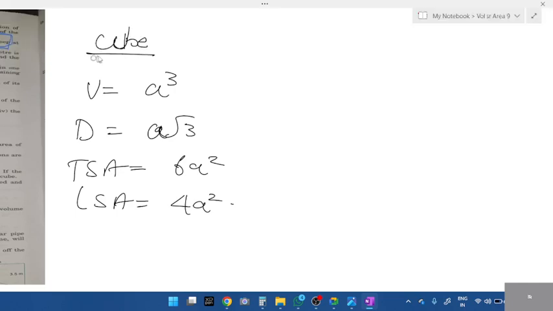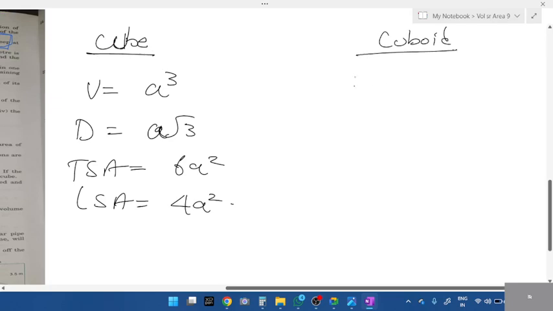Okay, we'll just write cuboid, student. We finished cuboid. Can you tell me the formula of cuboid? What was volume? Length into breadth into height. Height, we also call height as width. Sometimes we call it as width, students.